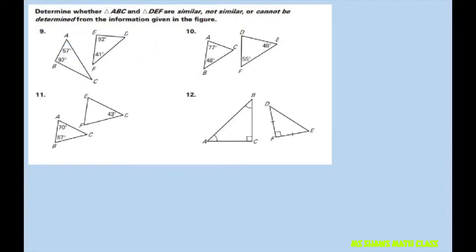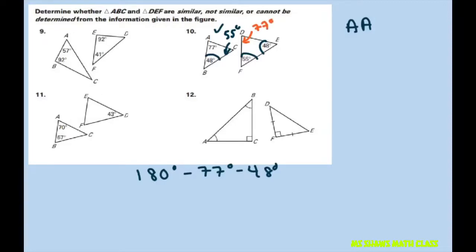The next one, we have these two angles that are congruent. So let's look at this first one this time. So I'm going to take 180 degrees minus 77 minus 48 and see what I get. 180 minus 77 minus 48, that gives me 55. So this would be 55. And since it matches that, we have two angles that are congruent. That means the triangles are similar. In fact, this angle would have to be 77 due to the triangle sum theorem.